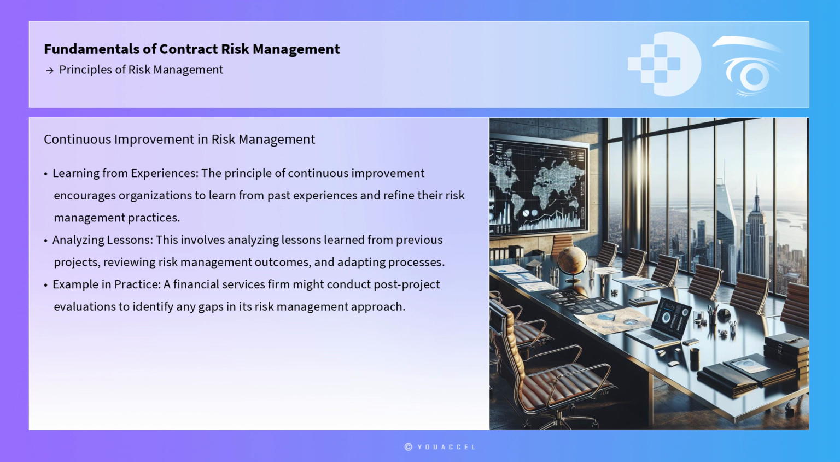Finally, the principle of continuous improvement encourages organizations to learn from past experiences and refine their risk management practices. This involves analyzing lessons learned from previous projects, reviewing risk management outcomes, and adapting processes to enhance efficiency and effectiveness. For example, a financial services firm might conduct post-project evaluations to identify any gaps in its risk management approach, using this information to improve future contract negotiations and risk assessments.